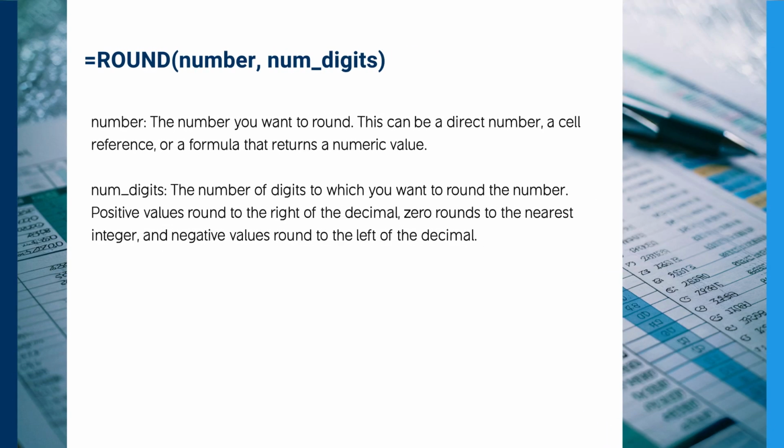Here's what each part of the ROUND function means. Number. This is the number you want to round. It can be a direct number, a cell reference, or a formula that returns a numeric value. Num_digits. This specifies the number of digits to which you want to round the number. A positive value rounds to the specified number of decimal places, 0 rounds to the nearest integer, and a negative value rounds to the left of the decimal point.